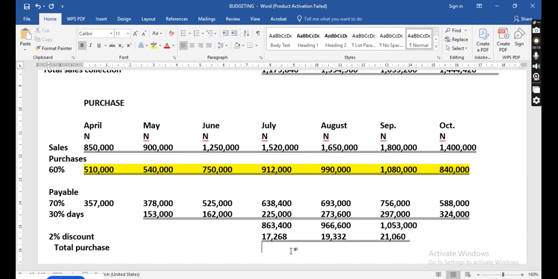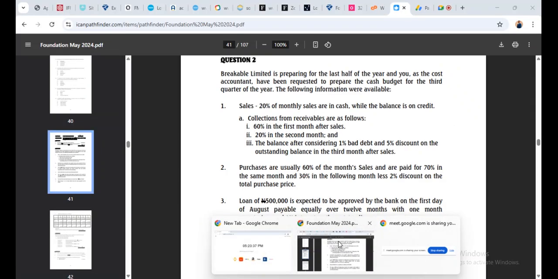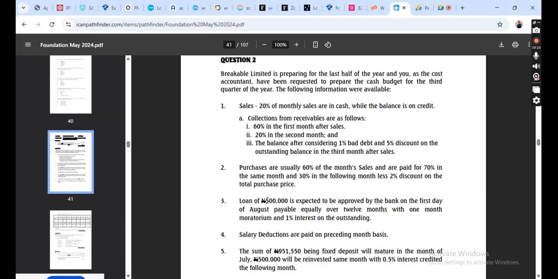Okay, that's fine. Okay, let's go back again. In the following months, purchases are usually 60% of the month's sales and are paid 60%. Your purchases, the total purchases is 60%, right? 60% of the month purchase will give you your 100% of the purchases. That is what it means.